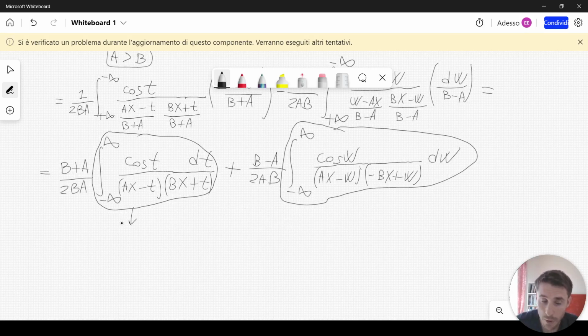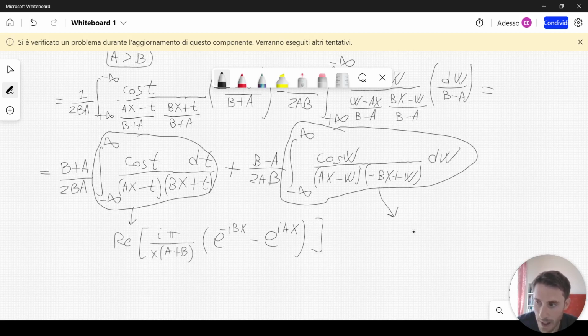And in this case, I will give you the result, so you can check that this integral on the left is equal to the real part of i pi divided by x times (a plus b) in the denominator, and then we have e to the minus i bx minus e to the i ax, whereas this integral on the right is equal to the real part of i pi divided by x times (a minus b), and then you have e to the i bx minus e to the i ax.